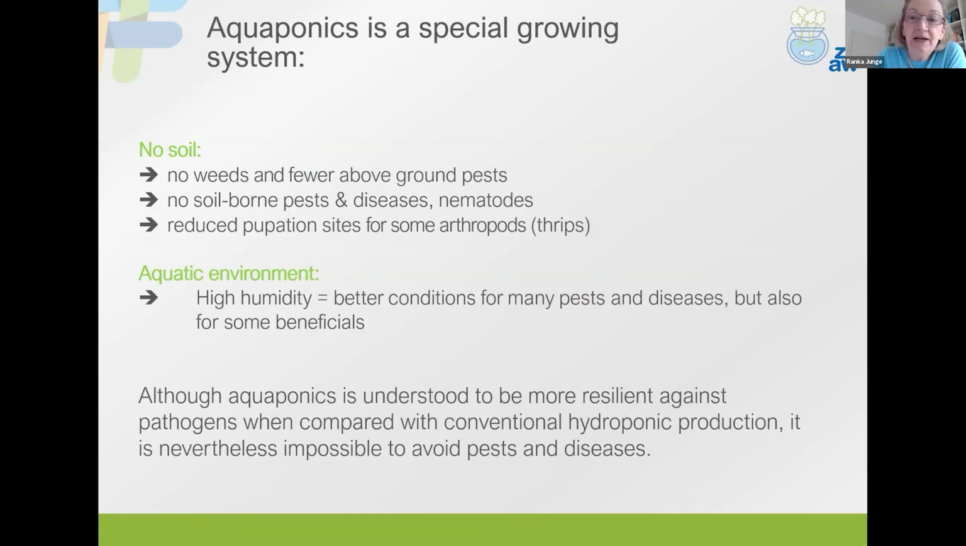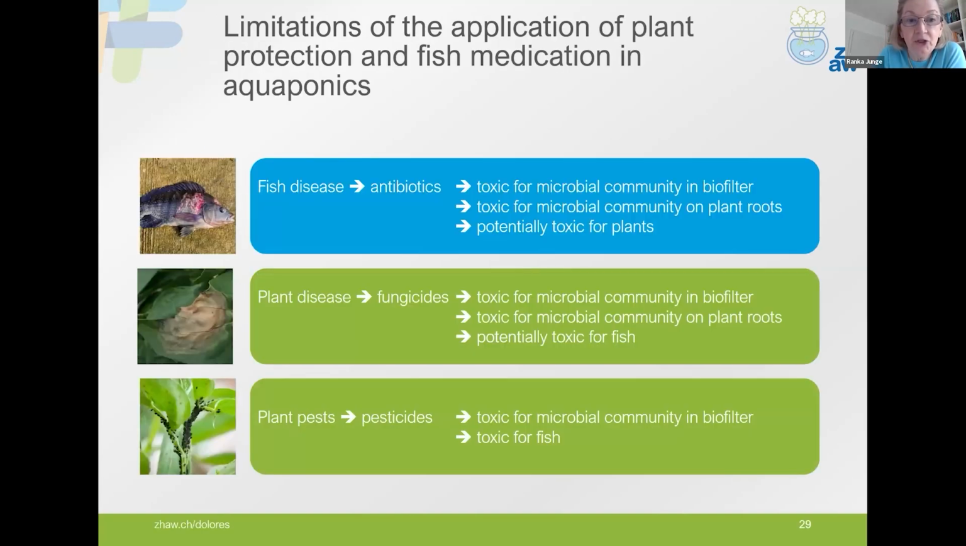There will be in hydroponics a lot of water, but also usually you have it near the water tanks of fish, so the whole situation is much more humid. And aquaponics is understood to be more resilient against pathogens when compared with conventional hydroponic production. It is nevertheless impossible to avoid pests and diseases. And the main limitation of the application of plant protection and fish medication in aquaponics is that everything is connected, especially in a closed aquaponic system where we have recirculation. That is a problem.